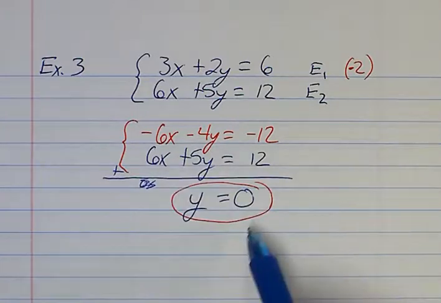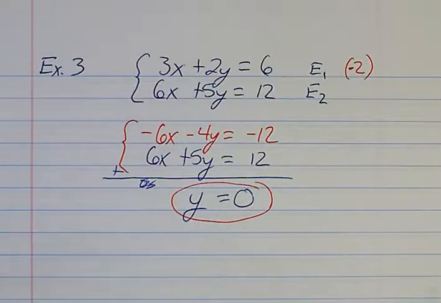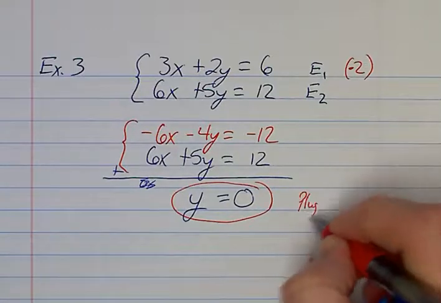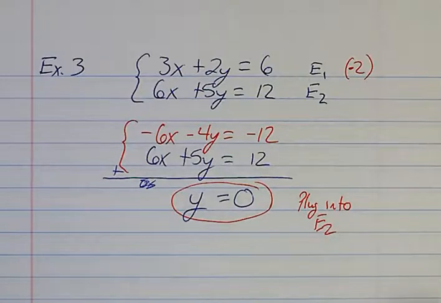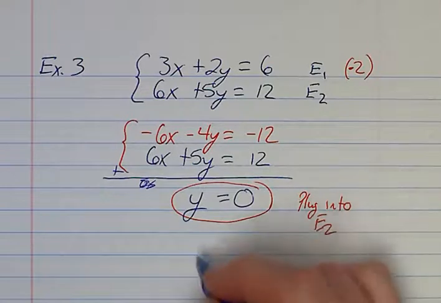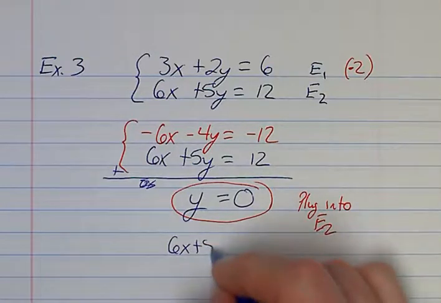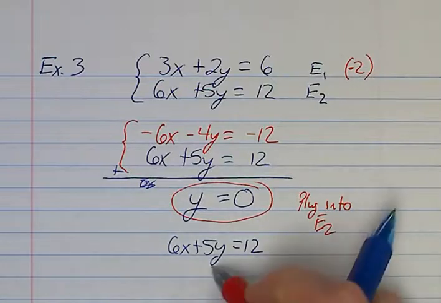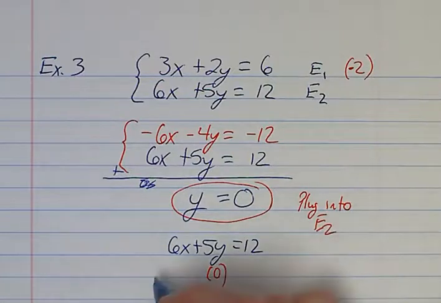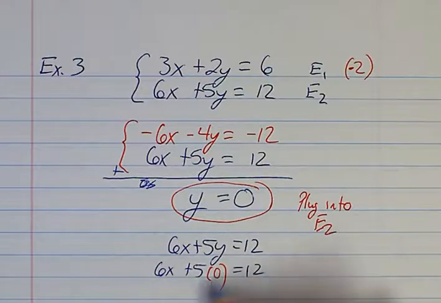Okay, and with that one being 0, it makes plugging it back in a lot easier because it doesn't matter which one you plug it into, because it's going to be just as easy either way we go. So let's just pick one again. Pick equation 2. When you plug in the 0 for y, well, of course, that's going to go to 0.